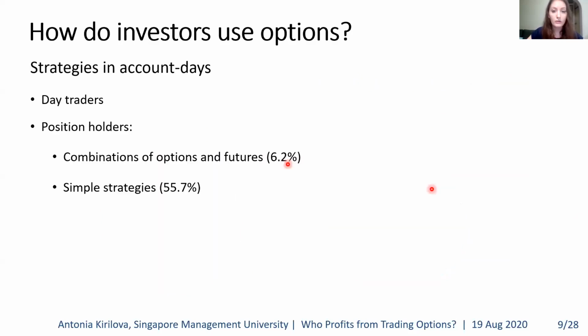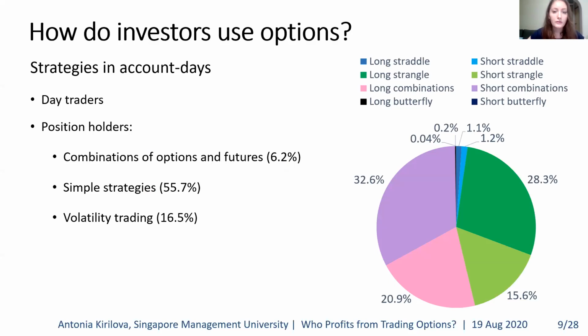The next category we look at is volatility trading. So here we include straddles, strangles, and butterflies. These account for 16.5% of all account days. We separate them into the different strategies, and we also look at long versus short vol. And here we can see that strangles are more popular, while straddles and butterflies are almost never used. We also extract the long and short combinations. So these can be different combinations of straddles and strangles that the account is holding.